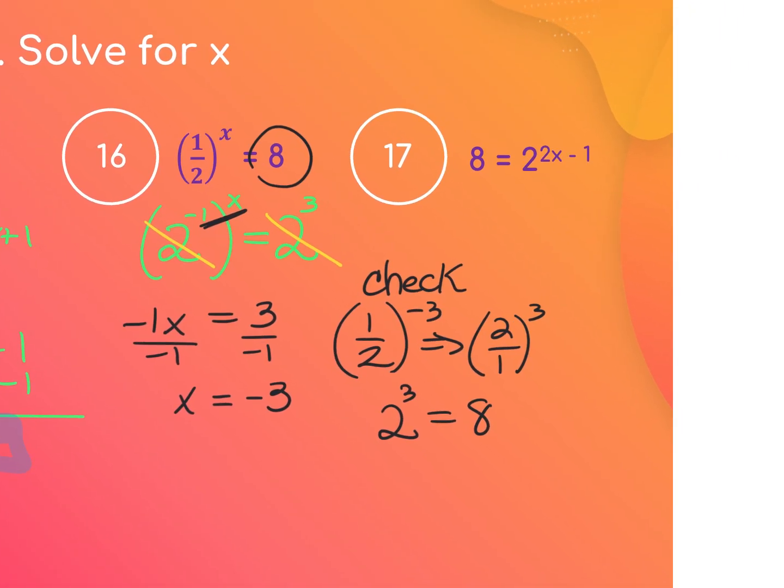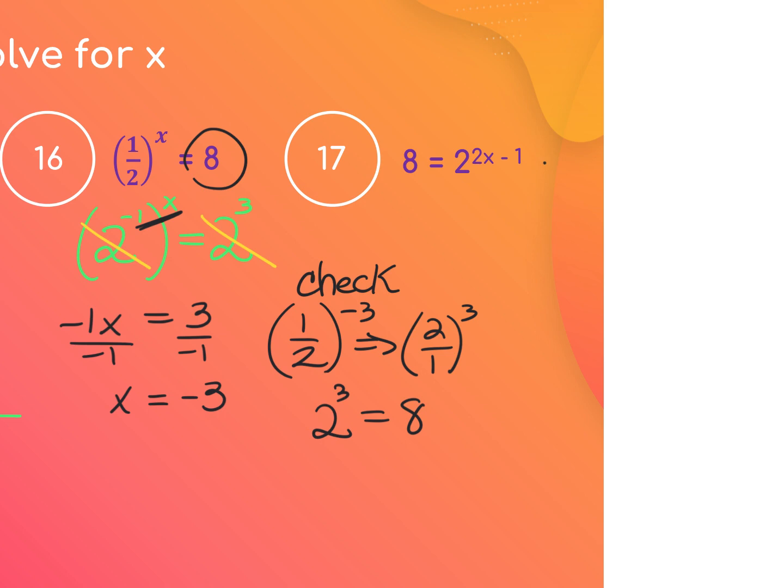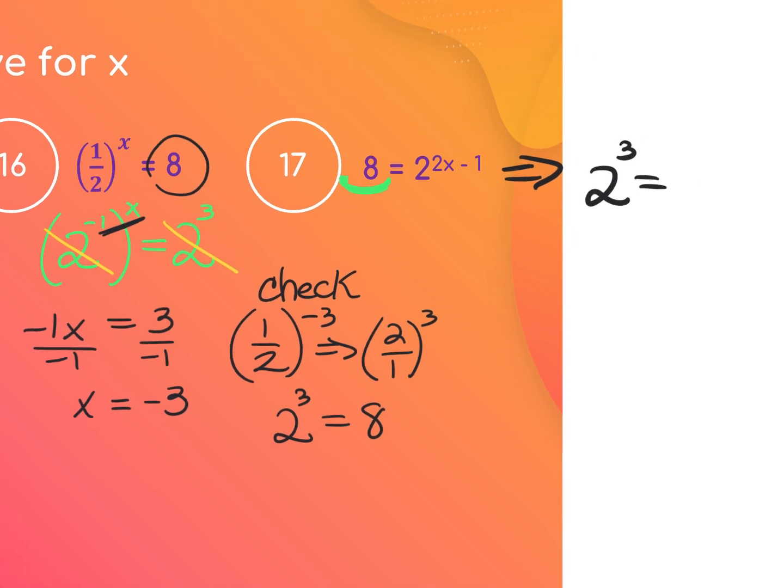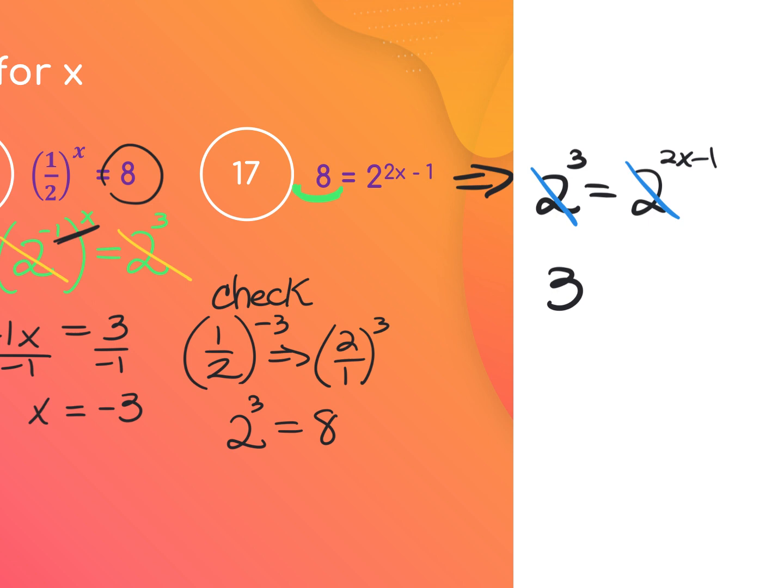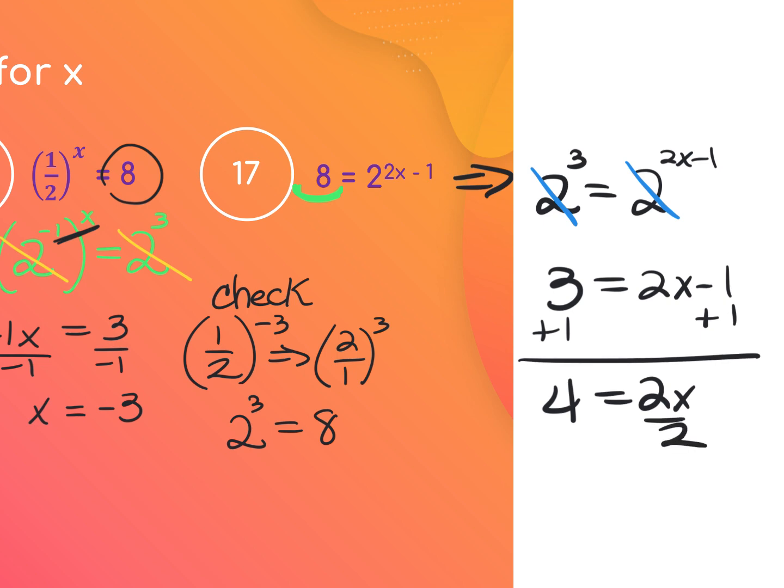For the next one, I only have to change the 8 and make it the smaller base, which is 2. So for the next one, I'm going to change the 8, and I'm going to make it 2 to the 3rd power. I'm going to leave the right side of my equal sign exactly the way it's given. I now have the same base, get rid of the 2's, and solve what remains. 3 is equal to 2x minus 1. Add the 1. 4 is equal to 2x. Divide by 2. And 2 is equal to x.